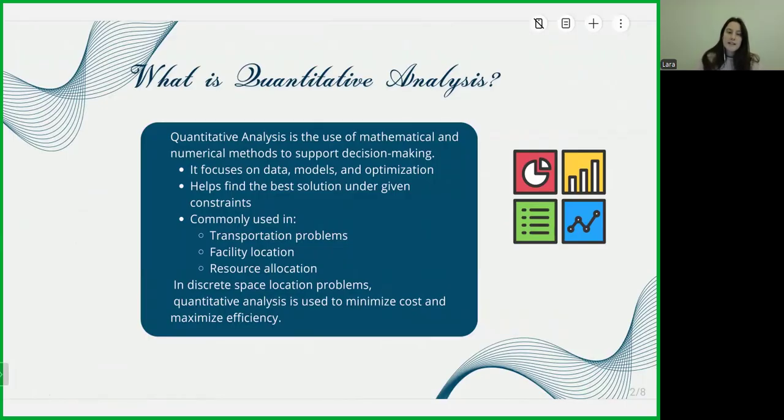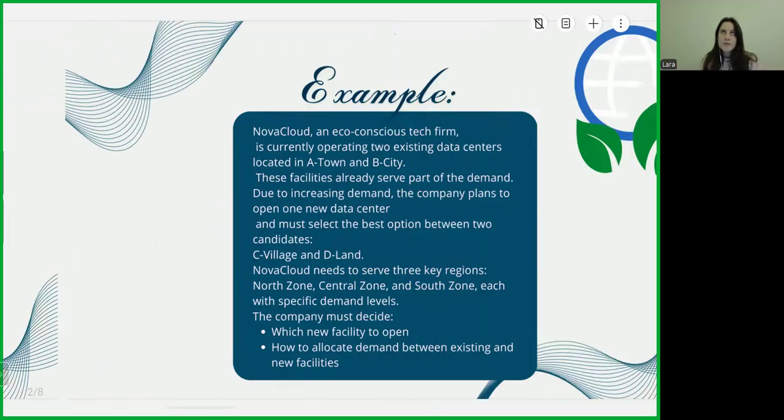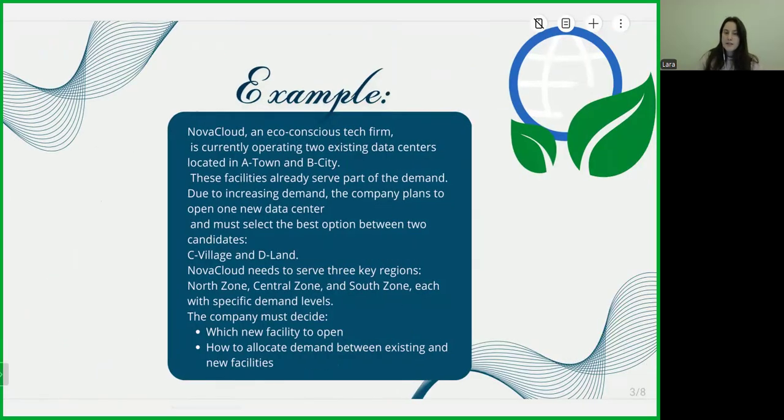It focuses on data, models, and optimization, and helps find the best solution under given constraints. Commonly used in transportation problems, facility location, resource allocation. In discrete space location problems, quantitative analysis is used to minimize cost and maximize efficiency. So, to understand quantitative analysis, we are going to use two methods.